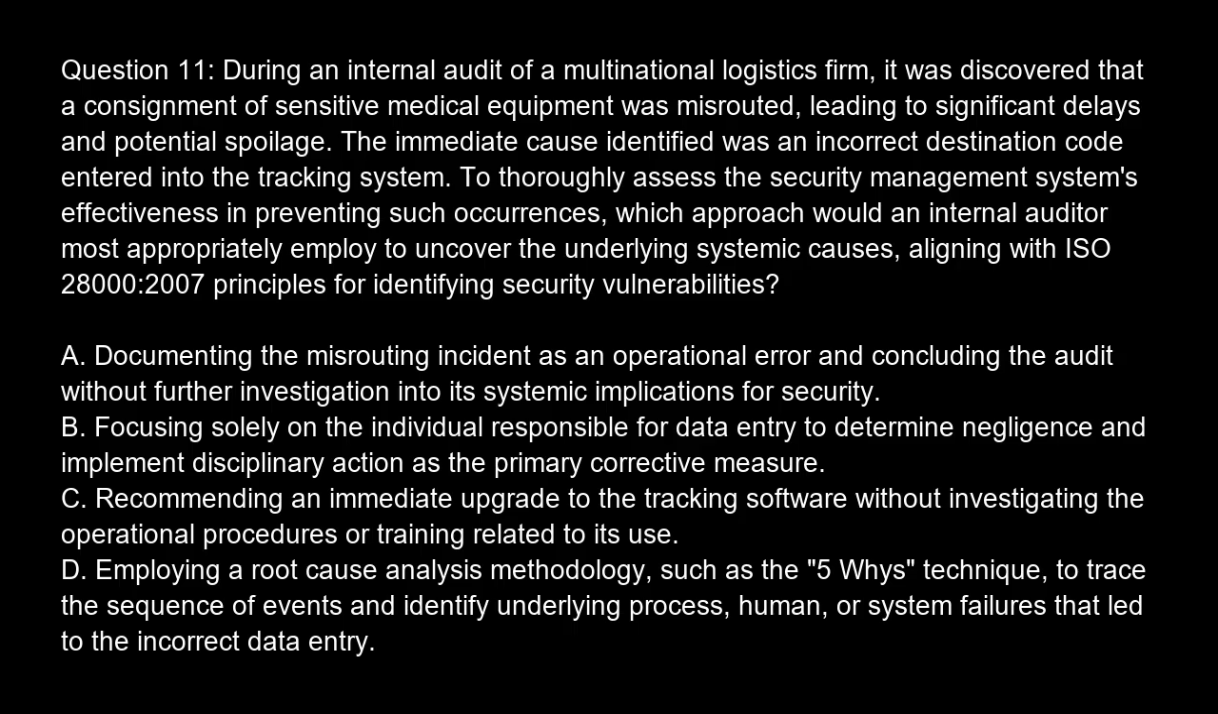Option A. Documenting the misrouting incident as an operational error and concluding the audit without further investigation into its systemic implications for security. Option B. Focusing solely on the individual responsible for data entry to determine negligence and implement disciplinary action as the primary corrective measure. Option C. Recommending an immediate upgrade to the tracking software without investigating the operational procedures or training related to its use. Option D. Employing a root cause analysis methodology, such as the 5 whys technique, to trace the sequence of events and identify underlying process, human, or system failures that led to the incorrect data entry.